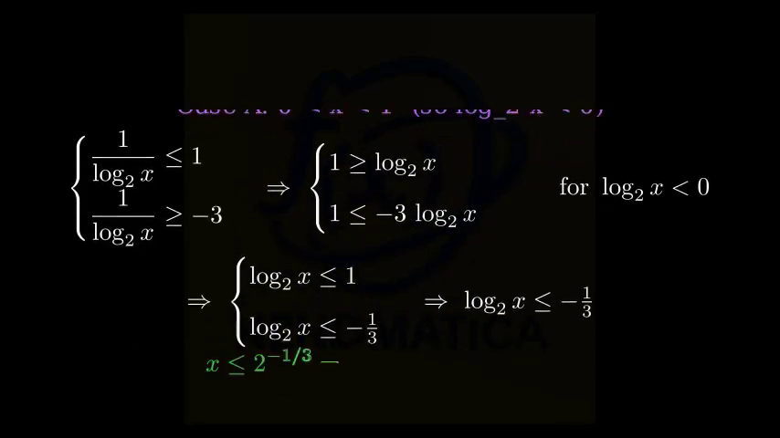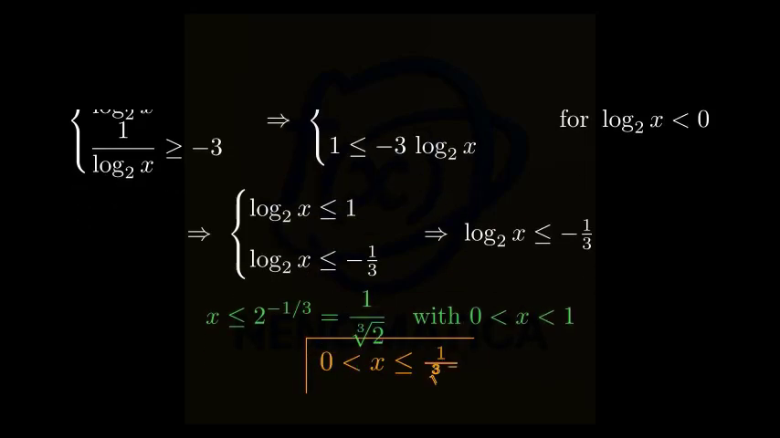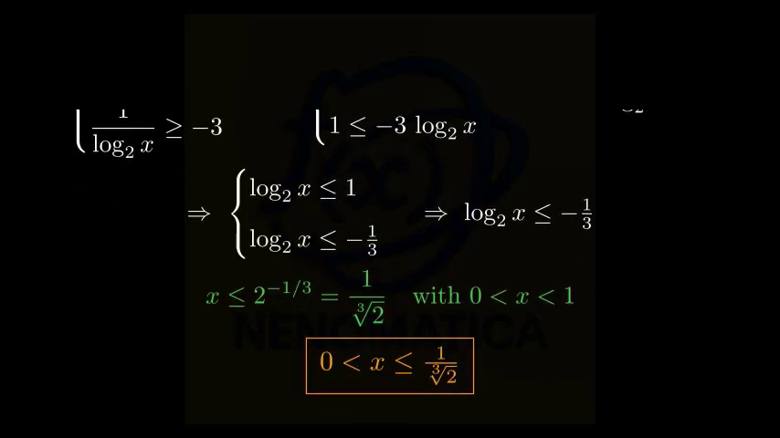Case A. If 0 is less than x and x is less than 1, then log base 2 of x is negative. Multiplying inequalities by a negative number reverses the inequality signs. From 1 over log 2x less than or equal to 1 we get log 2x less than or equal to 1, which is automatically true in this region. And from 1 over log 2x at least negative 3, we get log 2x less than or equal to negative 1/3. Exponentiating base 2 gives x less than or equal to 2 to the power negative 1/3.